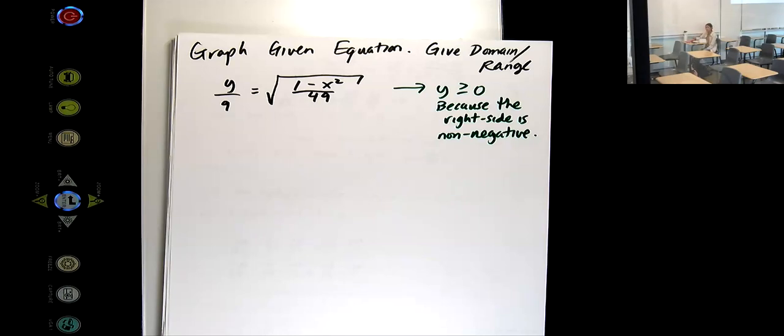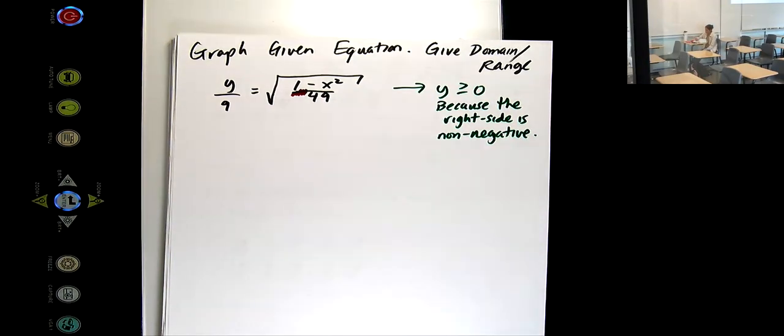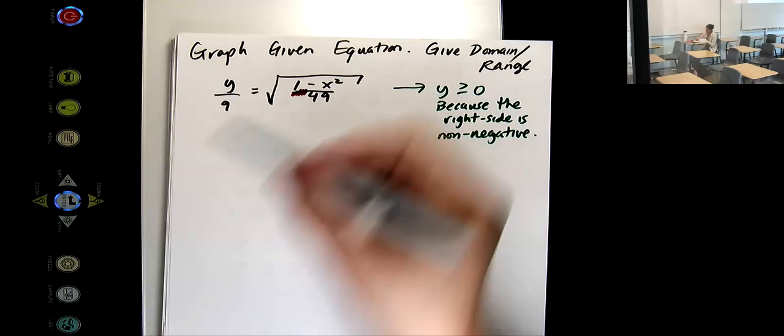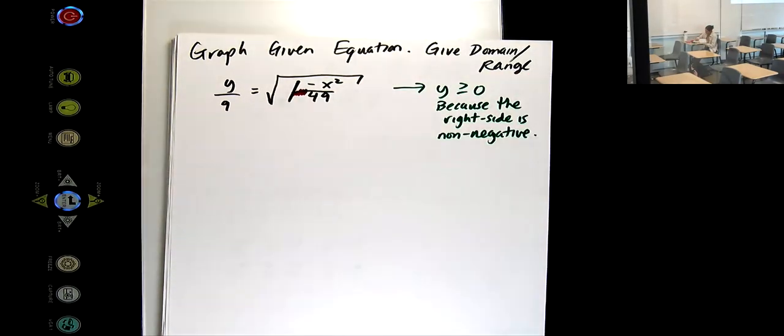That should not be like that. I have a little glitch. The 49 is just underneath the x squared. It is not underneath the 1. So let me make the 1 bigger like that. There we go. So we will square it.